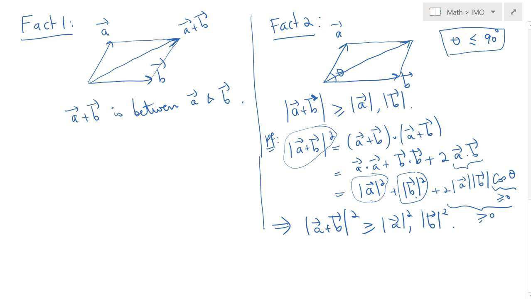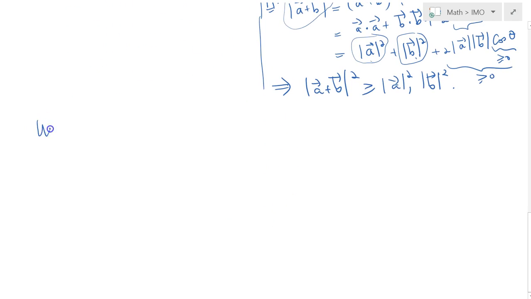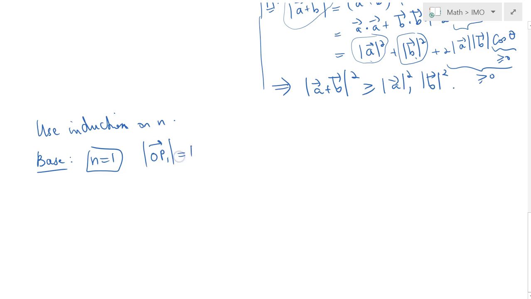Now we can go ahead and use induction on n. We have already shown the base case. For the base case, when n is equal to 1, obviously there's only a single vector, OP1, and that vector we already know has a size exactly equal to 1 because it's on the unit circle around the point O.